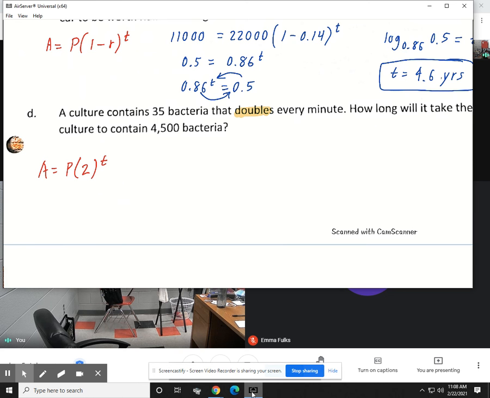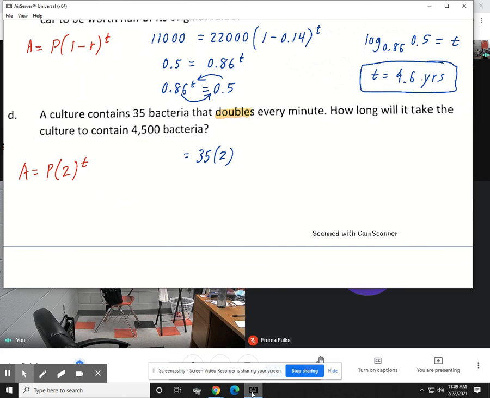Again, the key word was it doubles. It could also say triples, and that would change that to a 3. All right, so here we go. Let's see what 35 is. That's definitely the initial value, right? We know that the formula doubles, so that's 2. But it's every minute. How long will it take to become 4,500? So we want to know T, and we want to know how long it's going to take to get all the way to the A value, 4,500.